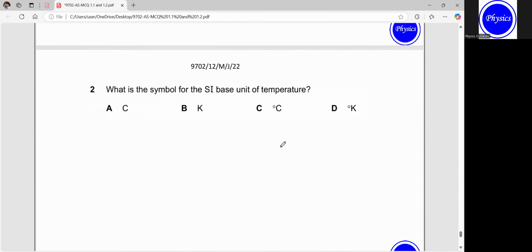Okay. What is the symbol for the SI base unit of temperature? It is not C. It is K. Degree Celsius is not an SI unit. Students often refer to K as degree Kelvin, which is also wrong. So it is only Kelvin, K, capital K.